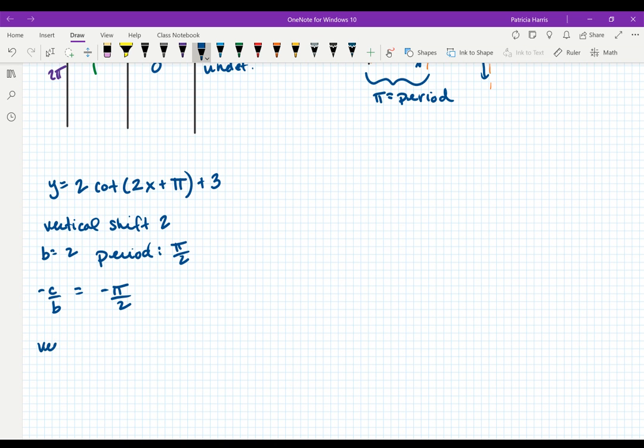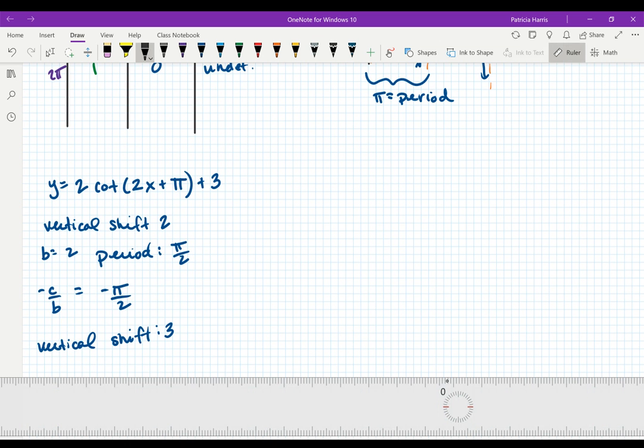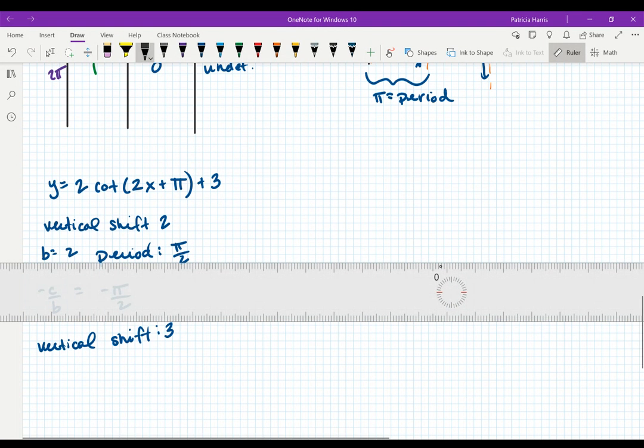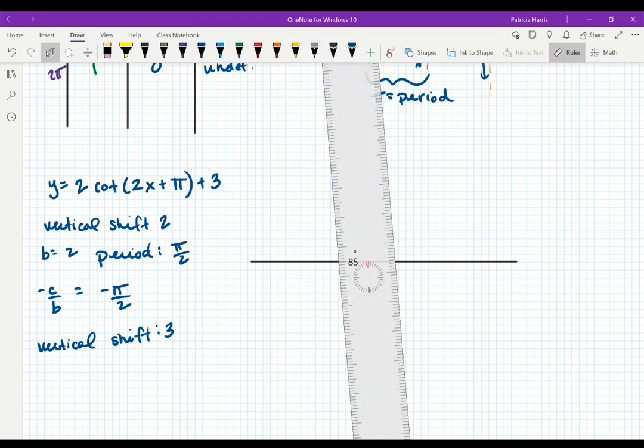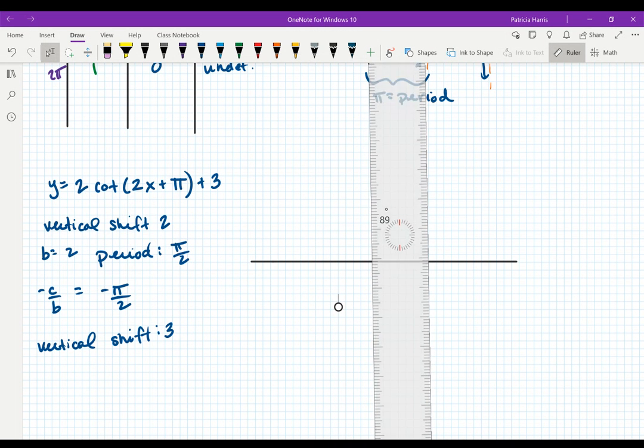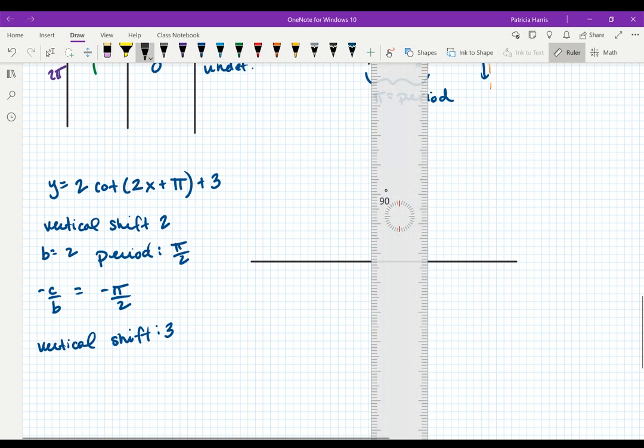And then a vertical shift of 3. Okay, so let's graph. Again, I think these are a little bit more challenging to do, but not too bad. I think on the cotangent, you'll find at least the period easier to deal with.